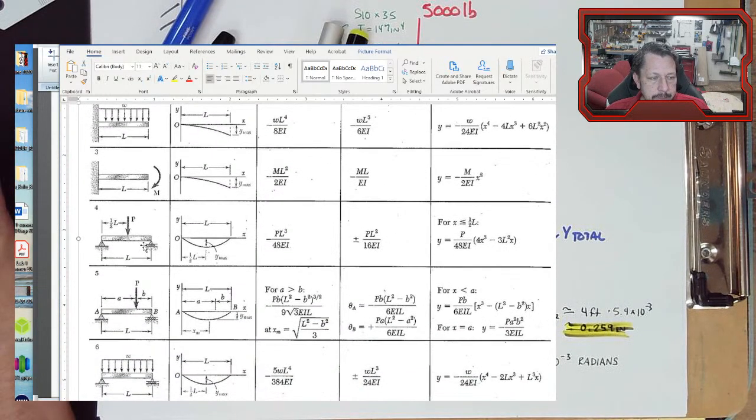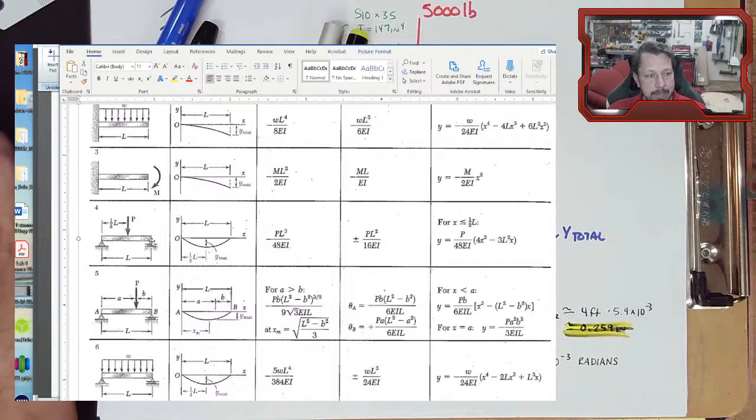Here we have a simply supported beam with a point load directly in the center of it. It does give a qualifier on the equation of the elastic curve. Basically, this equation is only good for half of the beam. And you can imagine, hopefully, that if you had a beam with a point load in the middle of it, each half is basically a mirror image of the other half. So you really only need half the equation for determining the deflection anywhere in that beam.